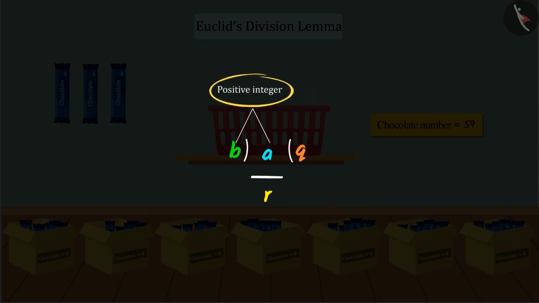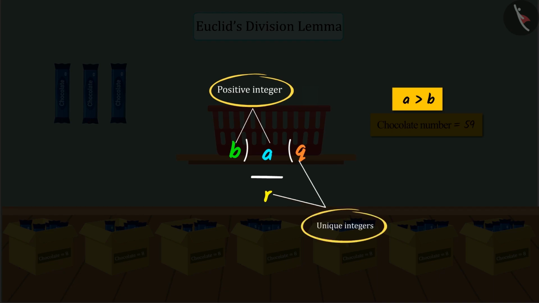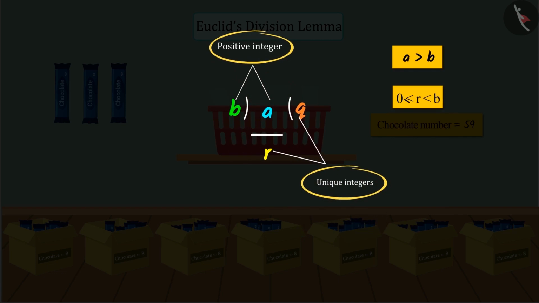In the above situations, 2 positive integers A and B are seen, where A is greater than B. And there exist unique integers Q and R. On division, we get remainder R, which is greater than or equal to 0 and less than B, from which we can say that A is equal to B times Q plus R. This is known as Euclid's division lemma.